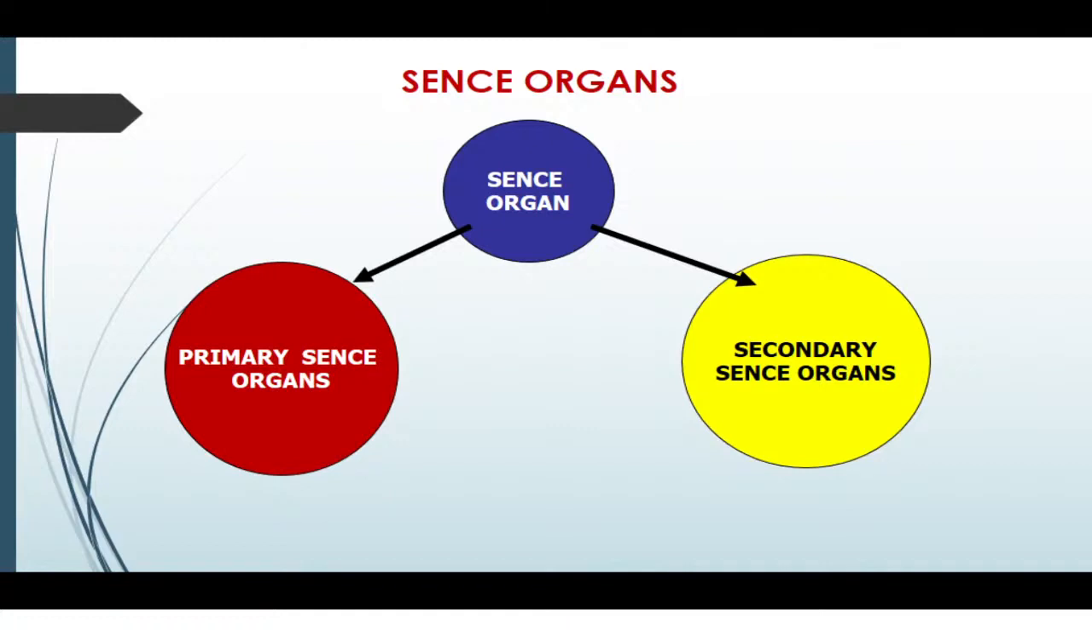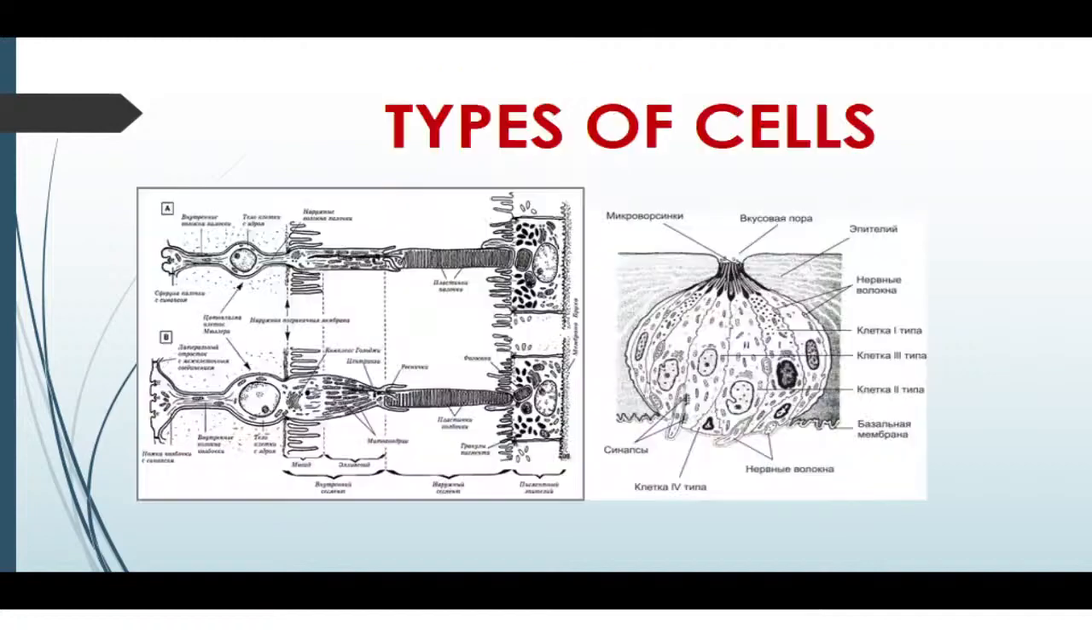According to the organization of receptors, we have to identify two types of sense organs: primary sense organs and secondary sense organs. What does it mean? The primary sense organs are organs that develop from the original neurons, like receptor cells. But the secondary sense organs are receptors that develop from modified epithelial cells, for example epithelial sensory cells.